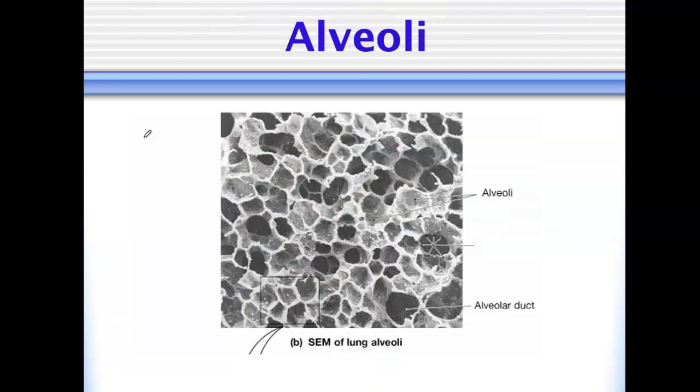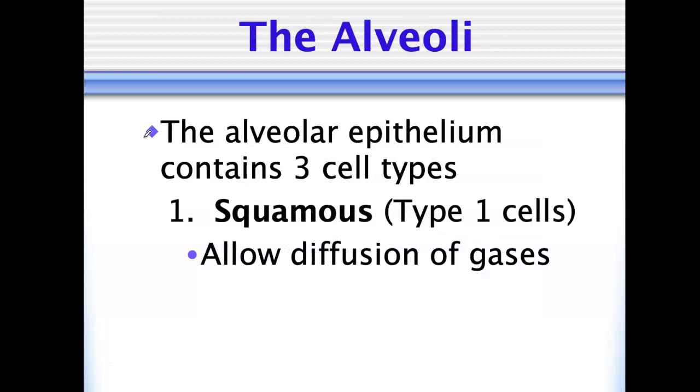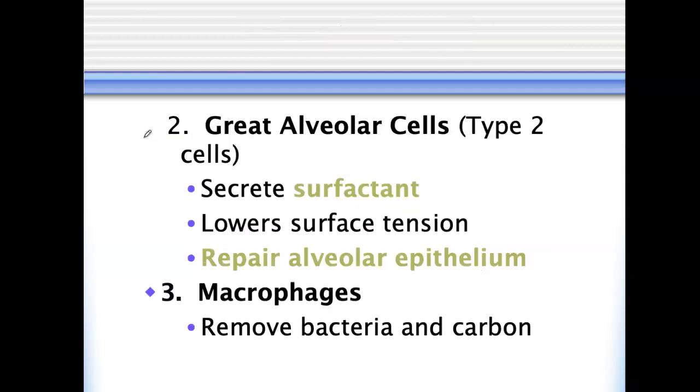This is a true photograph of it, a scanning electron micrograph, so it's an incredible magnification. You can see the tiny little structures that are going to be receiving that oxygen. So let's look at that epithelium because it contains different types of cells. The first type of cell, the most predominant, that makes up my little balloon or my little grape, is the type 1 cell, and they're called squamous. They're flattened out, just like the squamous cells you drew, and they're going to allow that diffusion of those gases.